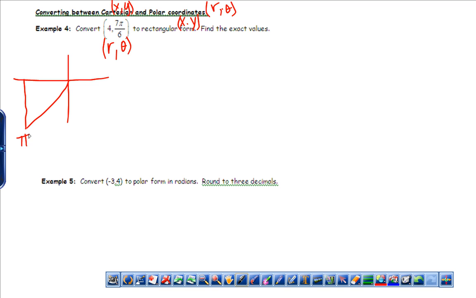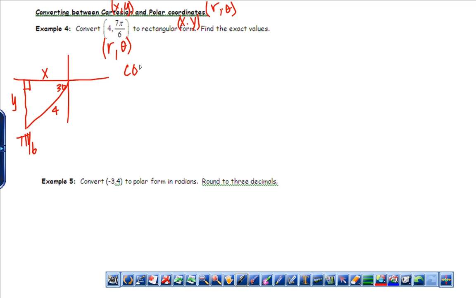So this is about where 7 pi over 6 is. And remember, r is your radius, so I'm going to put that right there. So I do not know my x, and I do not know my y. Okay? All right. So if this is 7 pi over 6, then this is going to be a 30-degree triangle. So what I need to do is find cosine and sine of this triangle so that I can find these values.